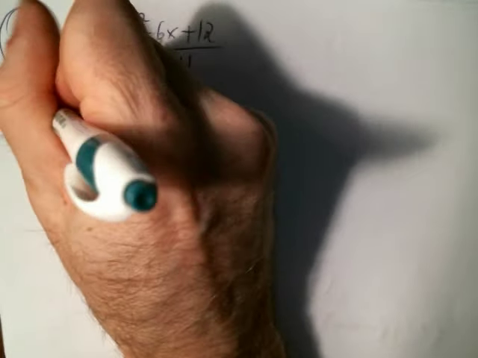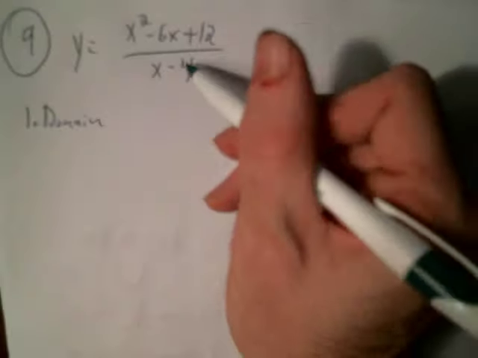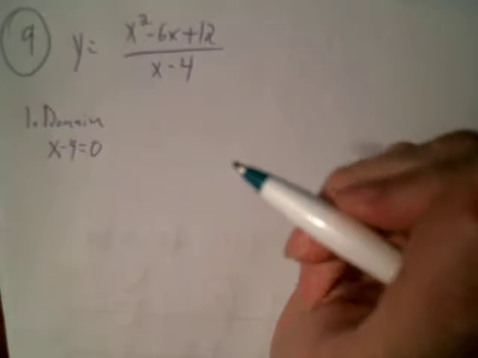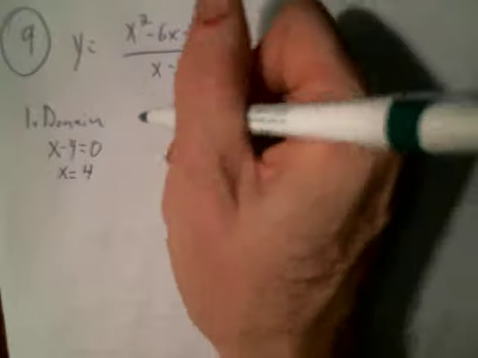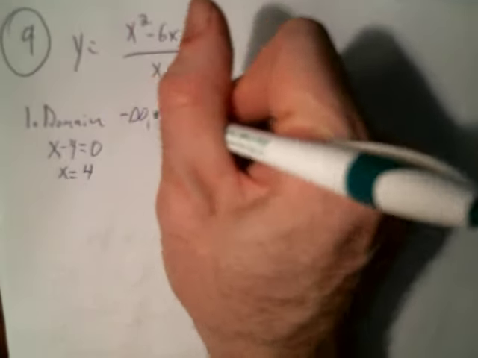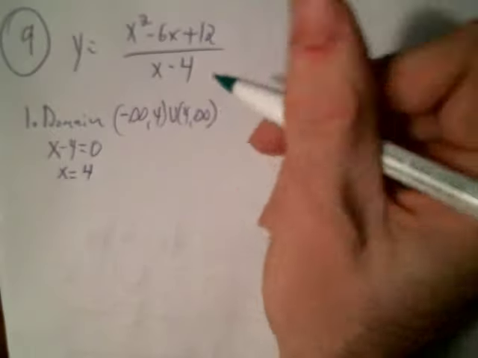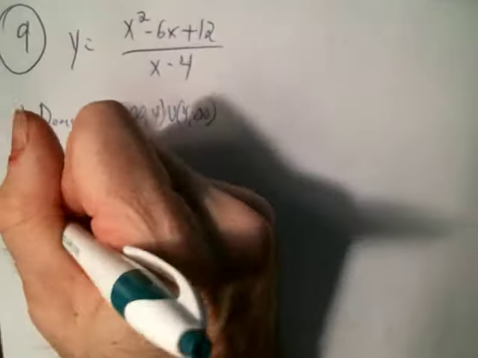So first, the domain will be all real numbers except where you have division by 0, or you have radicals, or something of that nature. And here we have the potential for division by 0, so we need to look at that, where x minus 4 equals 0. So the domain will be all real numbers except 4. So the domain is -infinity to 4, union with 4 to infinity. Okay, so we'll have a vertical asymptote right there at 4.